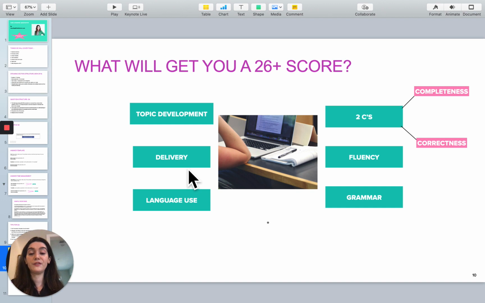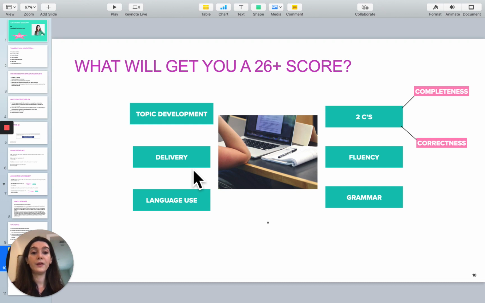Let's talk about delivery. So under delivery, there are a lot of things. There's intonation, there's pronunciation, there's are you giving your message in a clear and concise manner? So there's a lot that goes under there. But today we're going to talk about fluency, and within fluency, we're going to talk about one item.